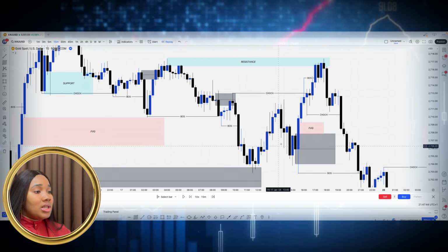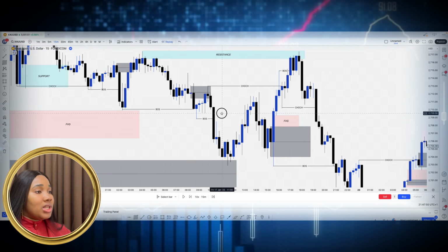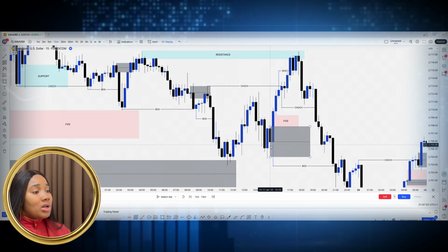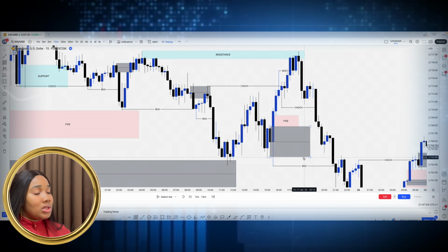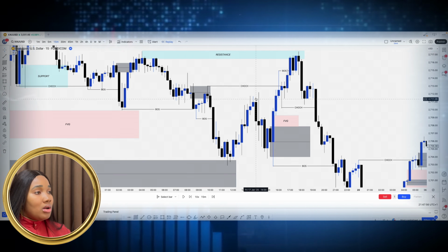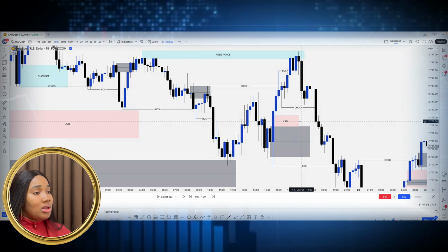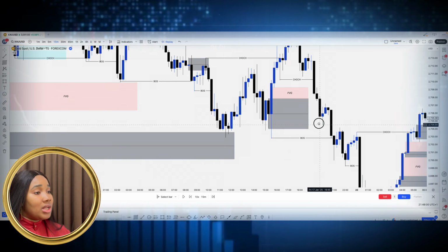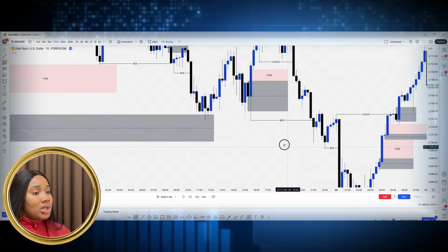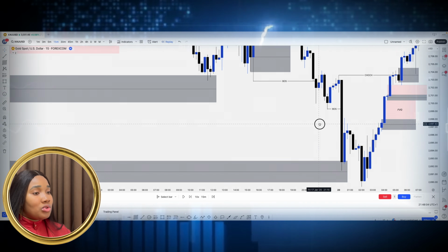And then this full movement also gave us a change of character to the upside, introducing buyers. But let's see if that lasted. I mapped out the origin that caused this particular change of character and the FVG. Price invalidated that, and then we continued to push to the downside. More break of structures to the downside.